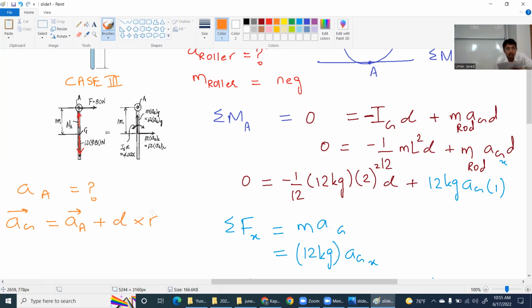Alpha cross R G with respect to A plus omega cross omega cross with a bracket R G with respect to A. And the next two terms are a joke, right? We are not going to use them here. So it is equal to, what is AA? I think it's a question mark. But what is the direction of the roller? It can only go in the right or left, right? So there is just no way that it will have a Y component.